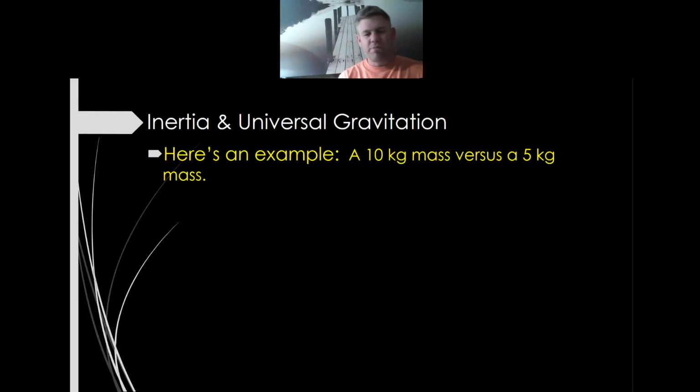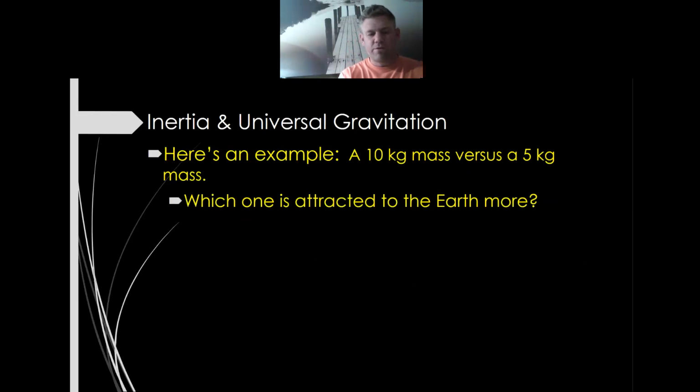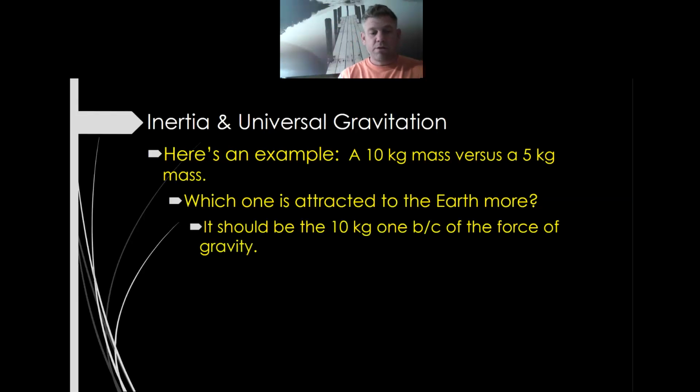So here's an example, right? A 10 kilogram mass versus a 5 kilogram. We ask the question, which one is attracted to the Earth more? The 10 kilogram, right? If it doesn't say anything about distance, that 10 kilogram is going to have a higher force of gravity according to the universal gravitation formula, right? So it should be the 10 because of the force of gravity, right?